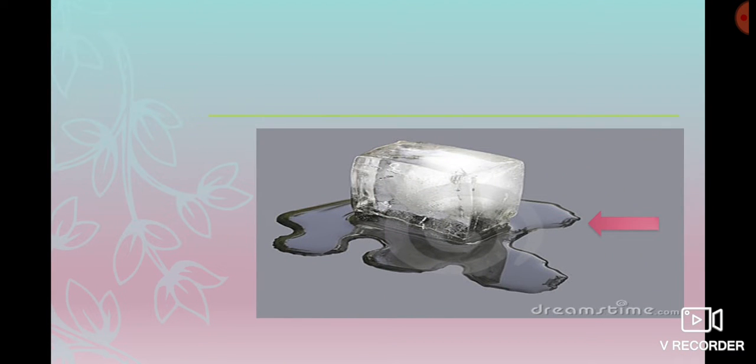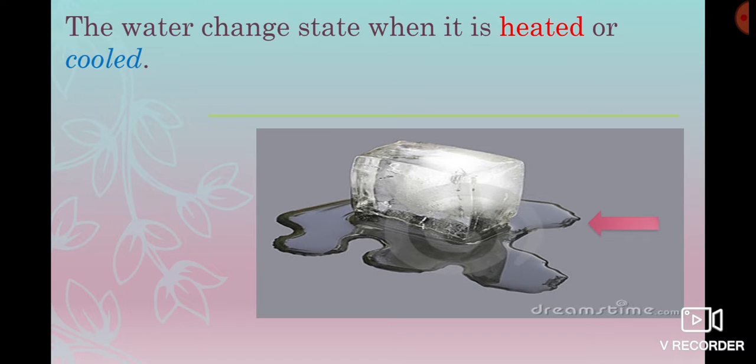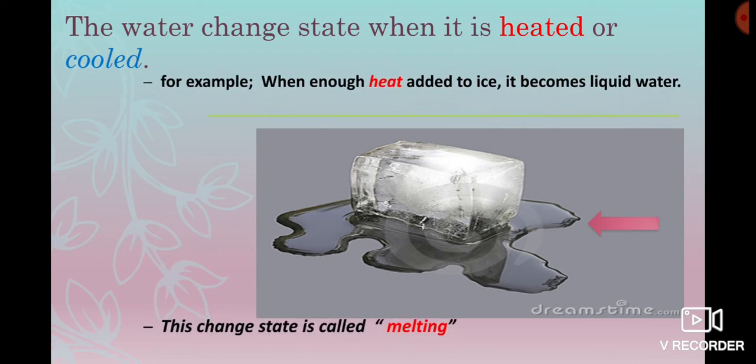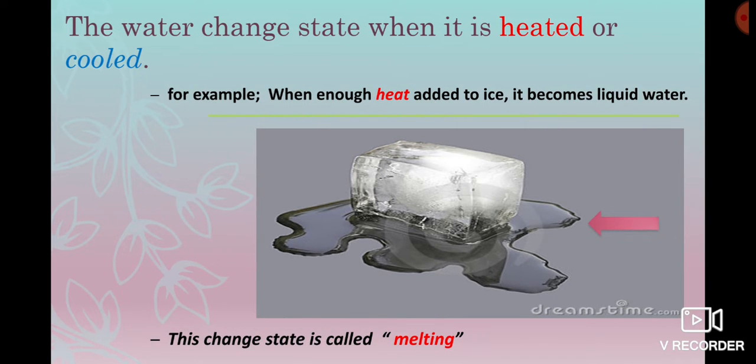When you drink a glass of ice water, you're observing water in its three states: solid, liquid, and gas. But how does it get from one state to another? Water changes state when it is heated or cooled. For example, when enough heat is added to ice, it becomes liquid water.